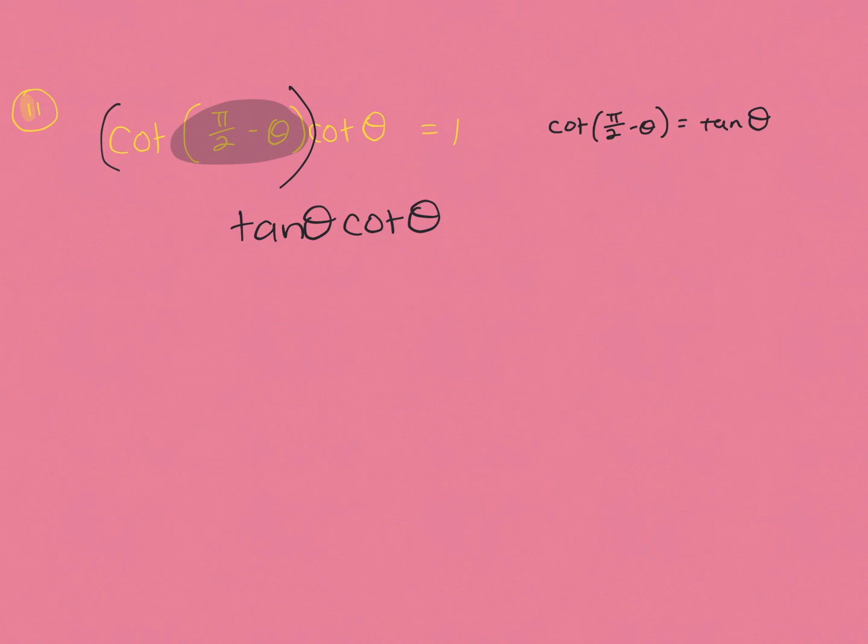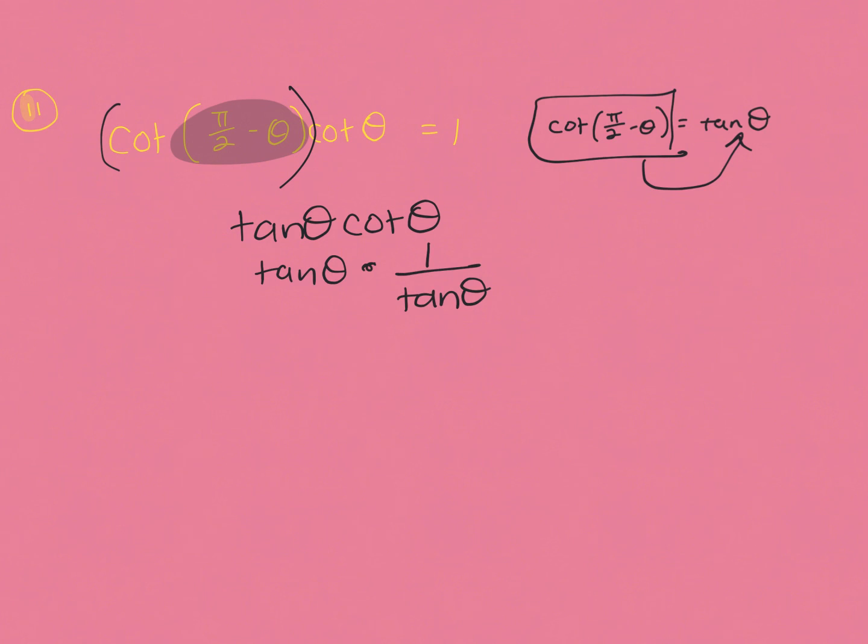This whole thing is that, so we literally replace that whole thing. That becomes tangent. And then what can I do there? Cotangent is 1 over tangent. Good. And then you multiply it, and then it's tangent over tangent.